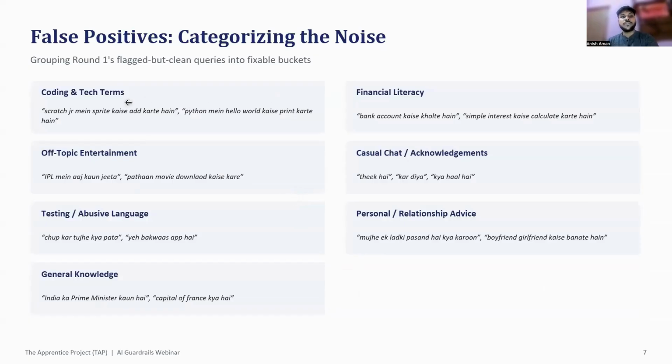Also, if we categorize the noise, we can see that these are coding and tech terms, and financial literacy. These were the categories it was flagging as PII. But if we look carefully, these don't come under PII. For example, this abusive language can come under slur detection, but it doesn't come under PII. So these were the false positives, and in the earlier slide we saw false negatives.